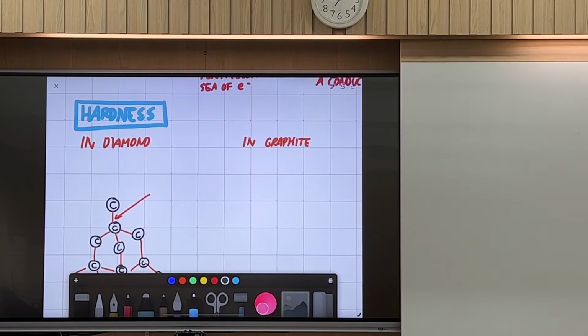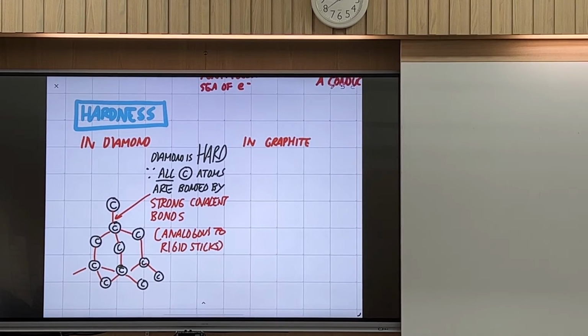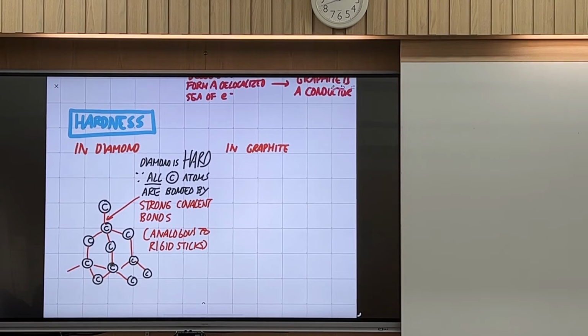So write this down. Diamond is hard because all the carbon atoms are bonded by strong covalent bonds. It does not tolerate any degree of movement. So strong covalent bonds, just think of this as a rigid stick. If you have a lot of spheres connected by rigid sticks, you cannot move the structure at all. That's what makes diamond so hard.